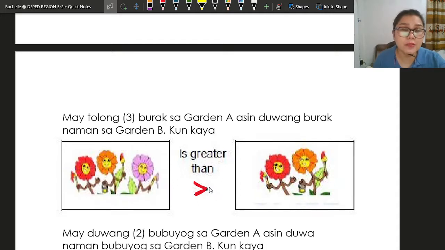Tandaan nyo lang, if it looks like an L, then it's less than. But kapag yung baliktad siyang L, it means it's greater than. So, it means 3 is greater than 2. Ang ibig sabihin, 3 mas madami sa 2. Or 3 mas mataas kaysa sa 2.